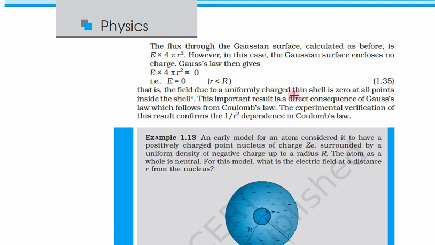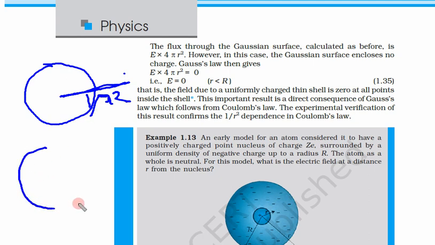That is, the field due to a uniformly charged thin shell is 0 at all points inside the shell. Inside the field is always 0, outside the field is there, which varies as 1 by r square. This important result is a direct consequence of Gauss law, which follows Coulomb's law. The experimental verification confirms the 1 by r square dependence in Coulomb's law. On that day we discussed that Gauss law holds only if there is 1 by r square. So outside there is a 1 by r square, and the field decreases as 1 by r square outside.